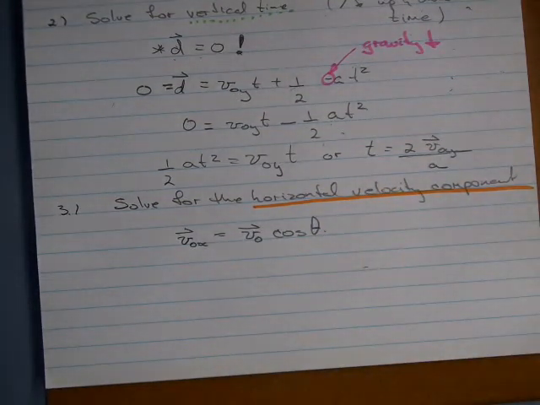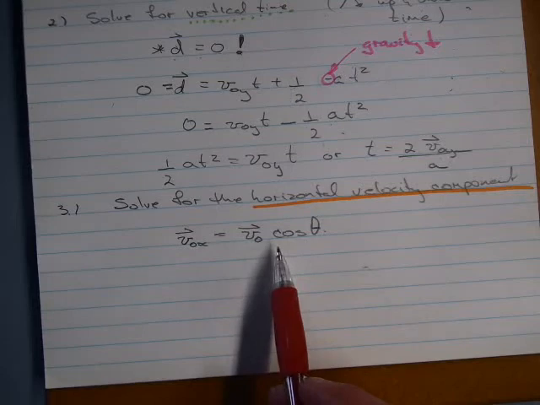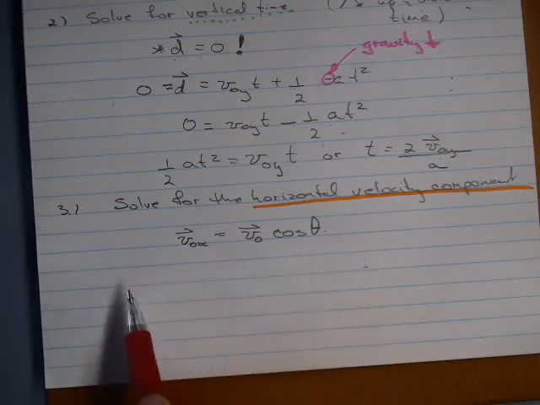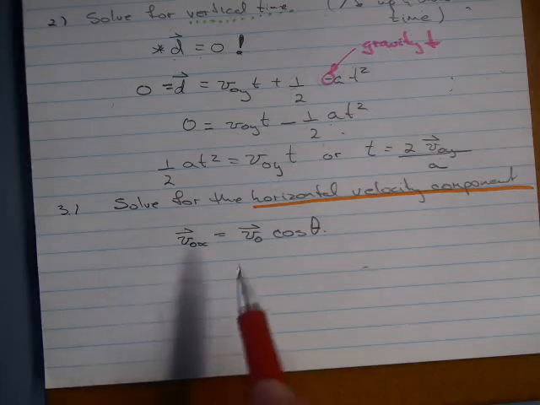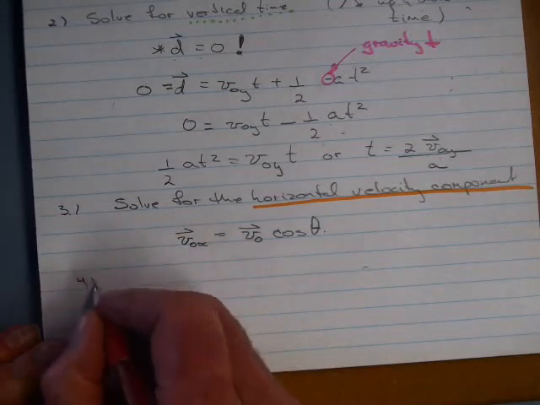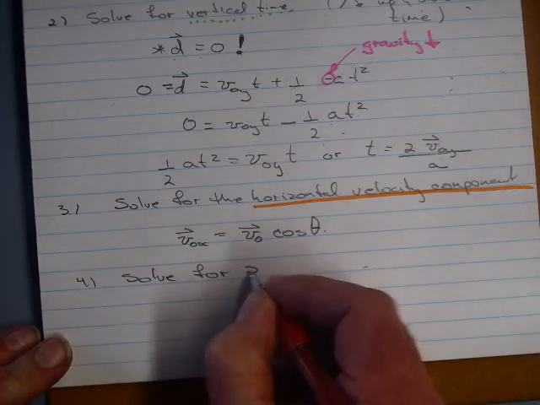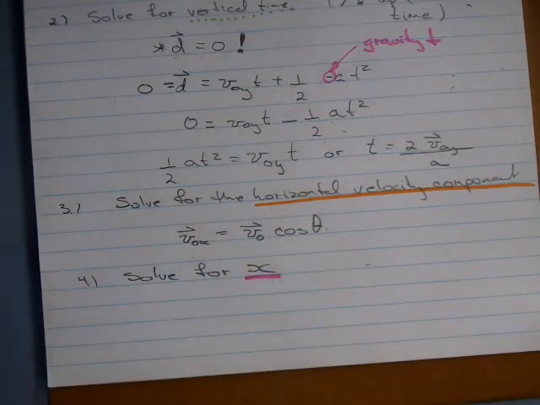Now, once you have this horizontal component, this is going to be in meters per second. It's going to be some value in meters per second. To find out how far you went, it's that many meters per second times the time it was in the air. So, number 4 is to solve for x.